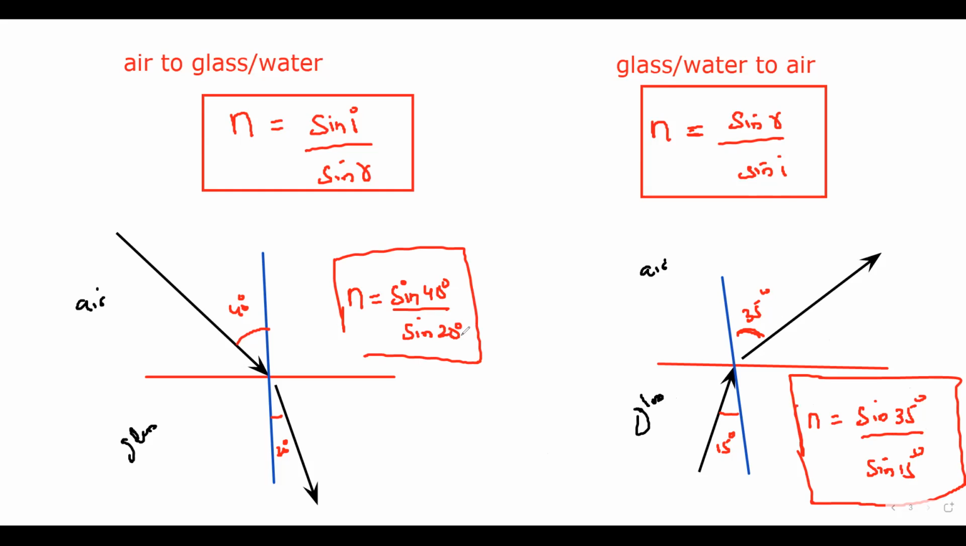So sine 40 divided by sine 20 will get the refractive index, but in the second case, we'll get sine 35 divided by sine 15. Sometimes in the question, they give you the angle between the incident and the surface, but you always take the angle between the incident and normal.